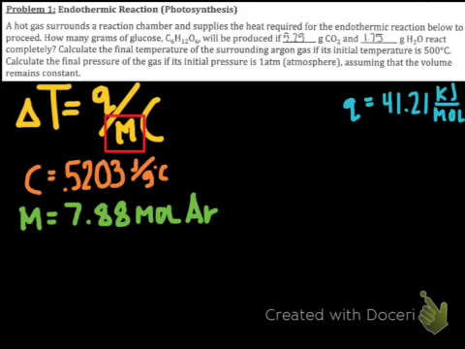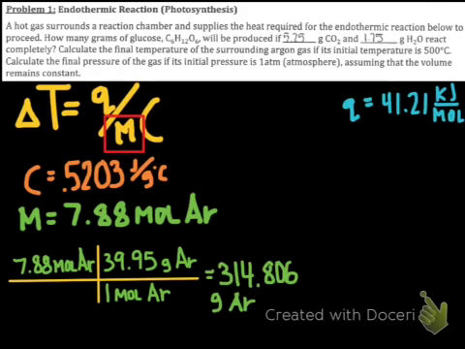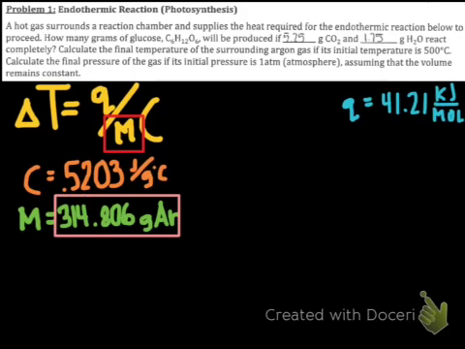This is also a simple one-step conversion. So that would be 7.88 moles of argon times 39.95 grams of argon, because there are 39.95 grams in 1 mole of argon. So after solving that, we get 314.806 grams of argon. So now we can replace that with our mass. With this new information, we can substitute all of the information into the equation.